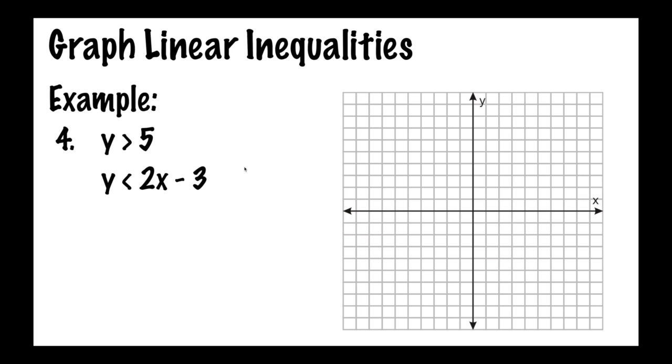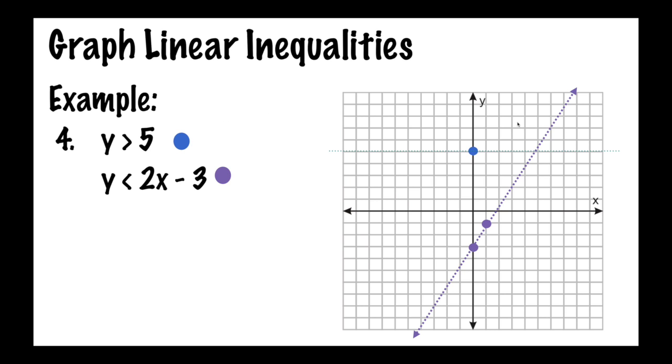With this one, we start with y is greater than 5. That's going to tell me to make a point at 0, 5, and it's going to be a horizontal line. And this is going to be a dotted line since this does not include an equal sign. Then for my other one, I'm going to start at -3. We go up 2 to go over 1, and we can make that line, which is also going to be a dotted line.